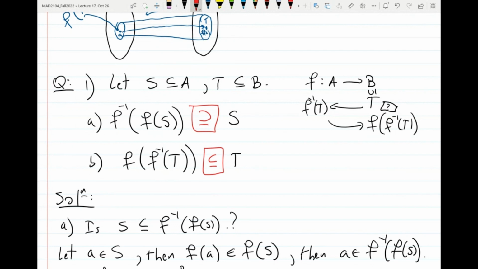So again, this is the most general situation. Now, if the function is special, another question is, when do we have equality? Well, we need a special function. For example, the top will have equality if the function is 1-to-1. The bottom will have equality if the function is onto or surjective. 1-to-1 means injective, onto means surjective.